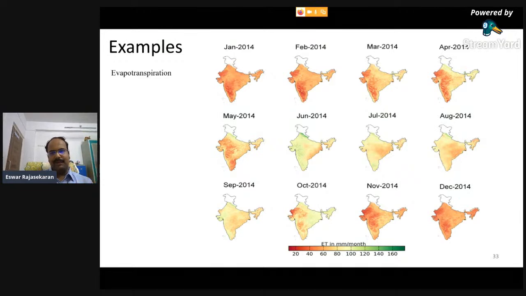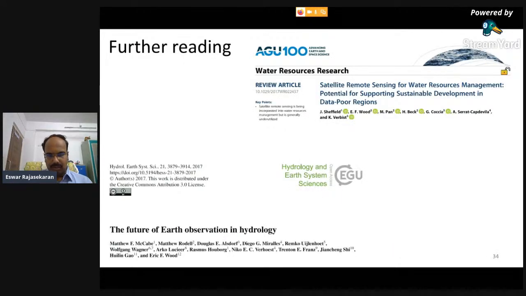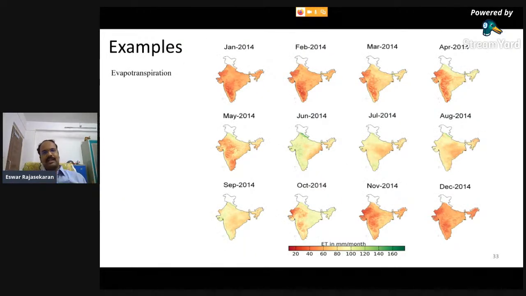And this is a map of evapotranspiration produced by our own research group here. It tells us how much water is being evaporated from the land surface at a monthly scale at a pan-India level. So this will tell us how much water is going to the atmosphere, which portions of the country are doing it, and at what time. Okay, so maybe this will take us to the end of this presentation.